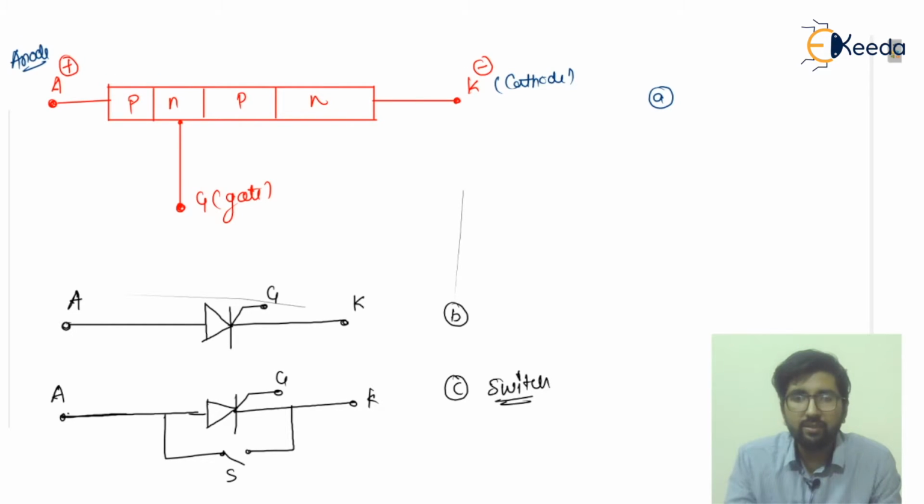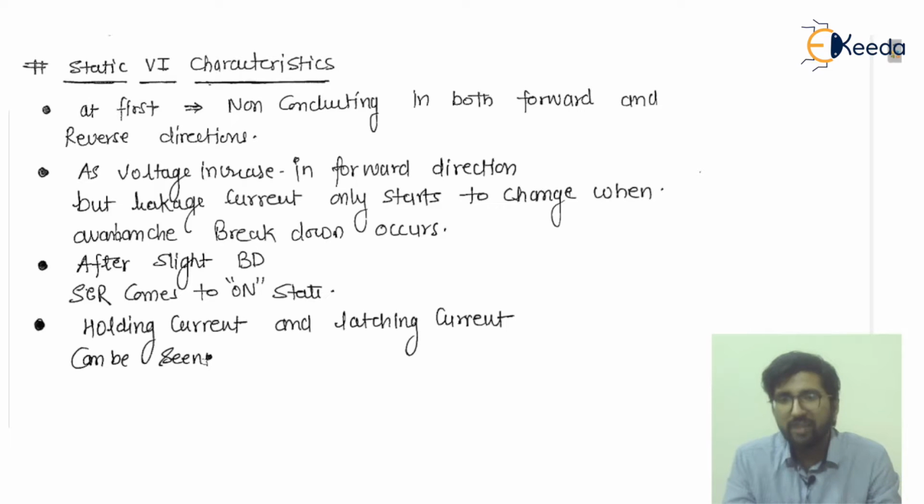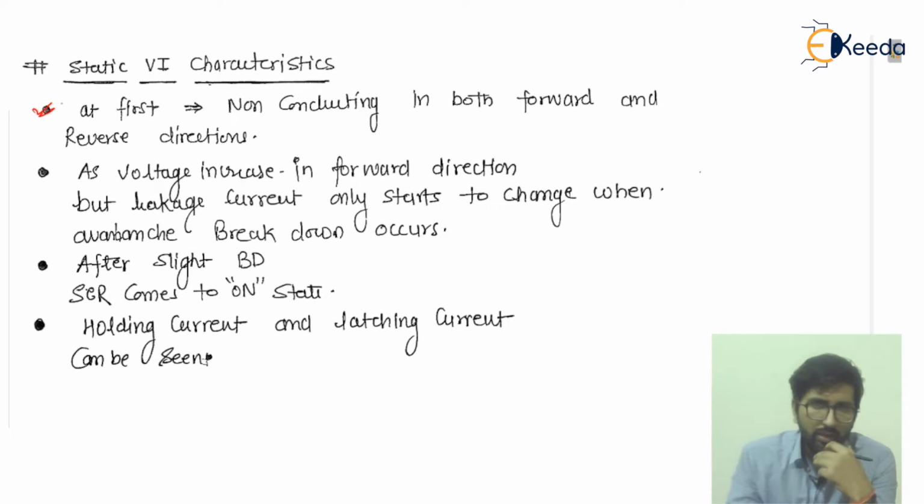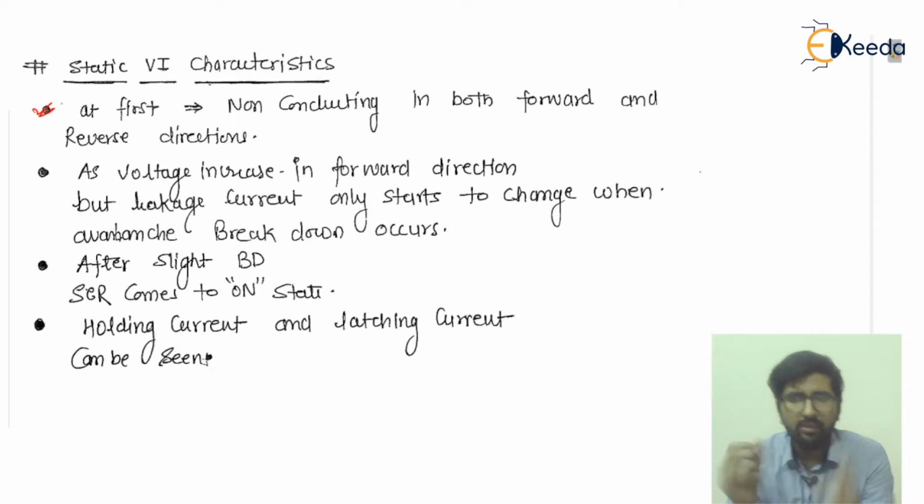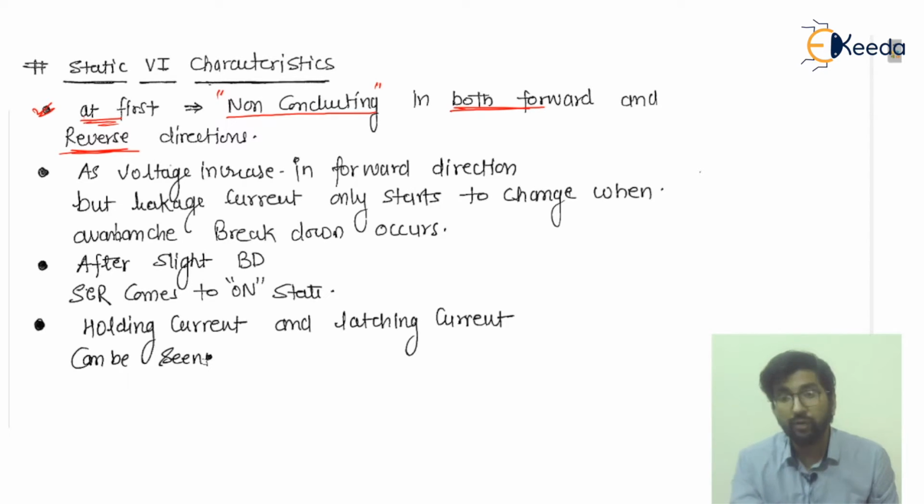Now I can go for the static VI characteristics. So what are the static VI characteristics? If we talk about any thyristors or semiconductor devices, initially they are in the non-conducting state. At first, initially they are in the non-conducting state. You have to remember, non-conducting in both the forward direction and the reverse direction. Obviously in the reverse direction it will be in the off condition.